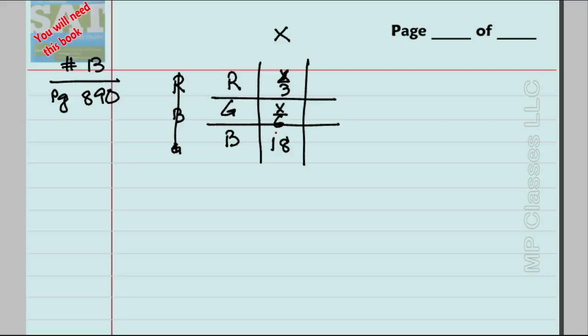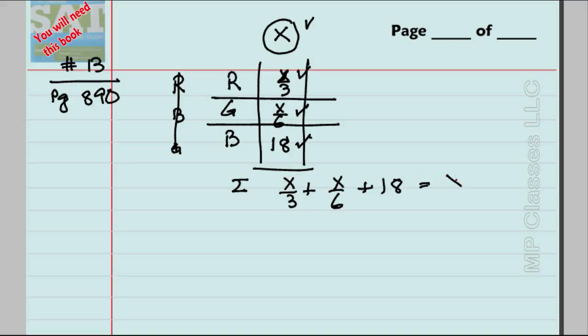Now our question is, how many balloons were there in the box? Now if you assume that x were the total number of balloons, x over 3 were red, x over 6 were green and 18 were blue. So when you add all of these, you get x over 3 plus x over 6 plus 18, and this must be equal to x.